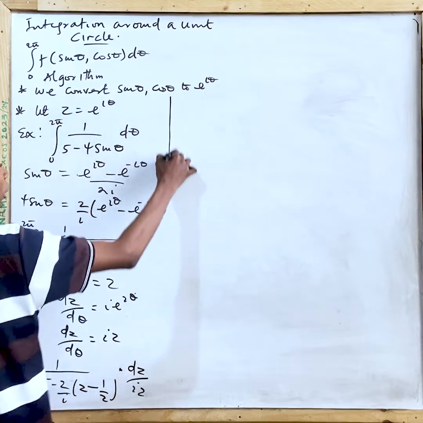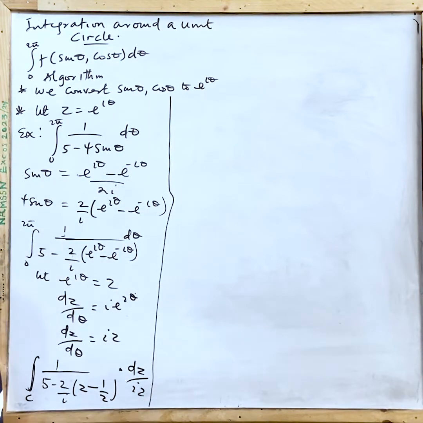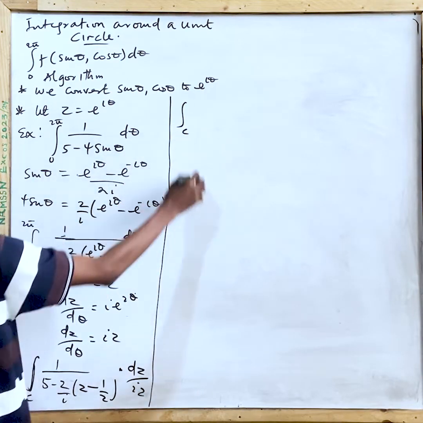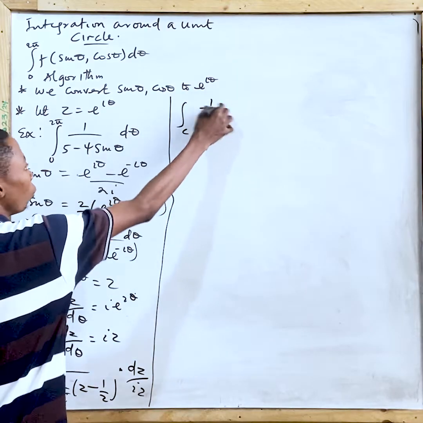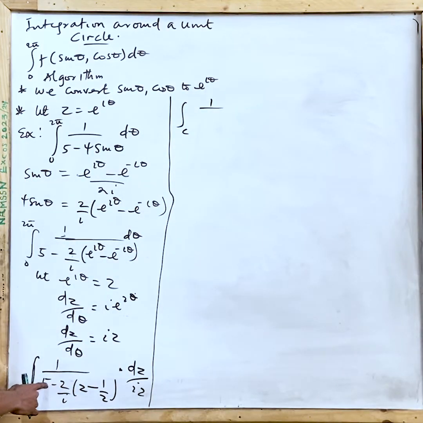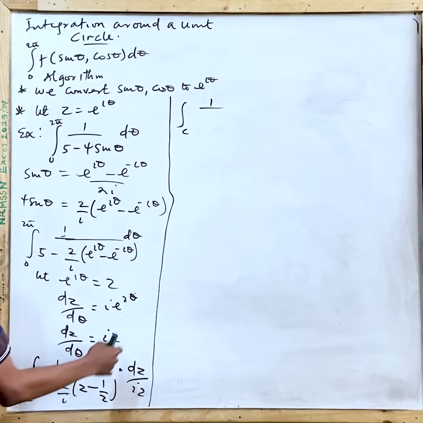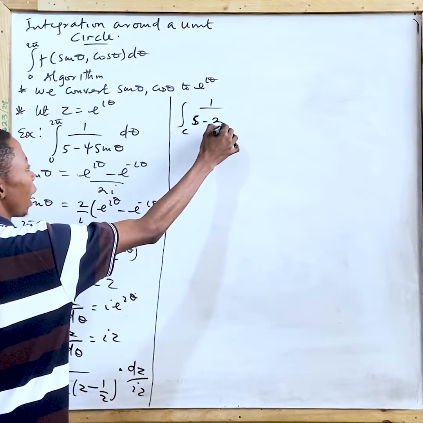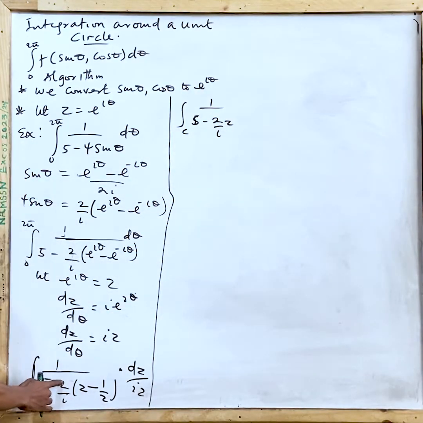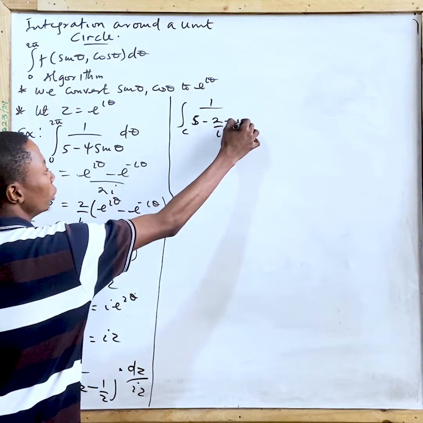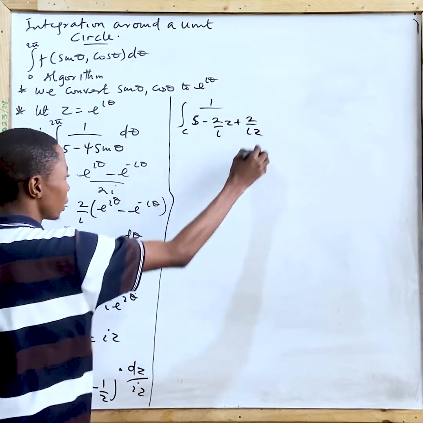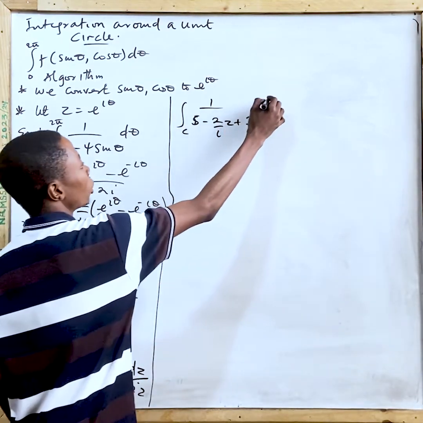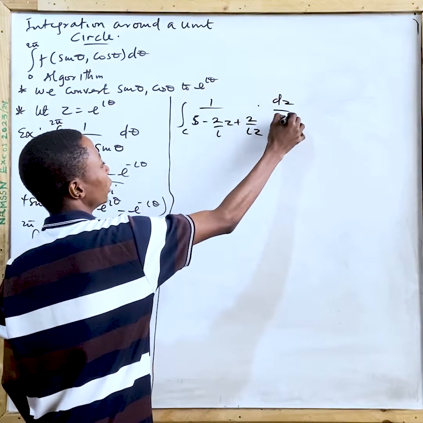So we are now having the integral around the closed curve of 1 over, open the bracket with 2 over i. So we are having 5 minus 2 over iz minus 2 over i times 1 over z. This will be 2 over iz like this, multiplied by dz over iz.